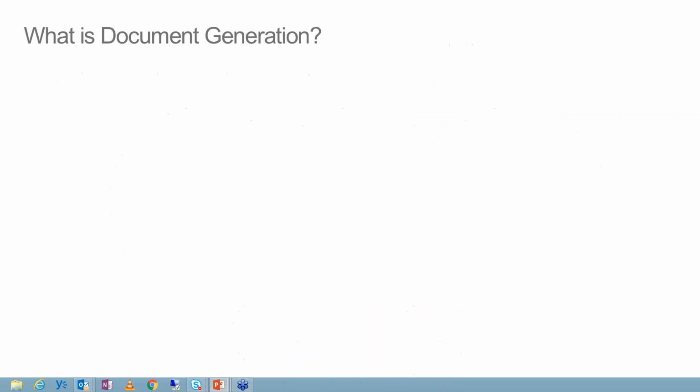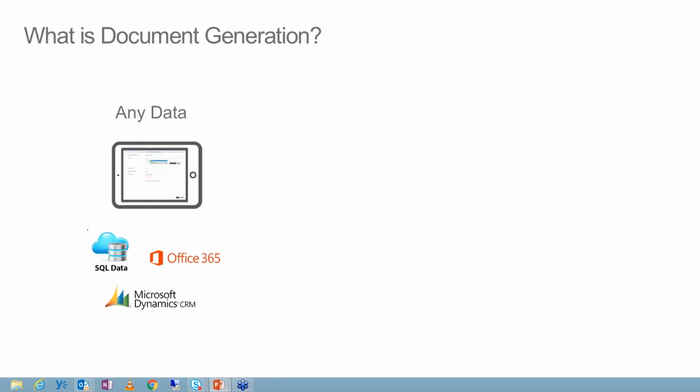So let's take a minute here to talk a little bit about what document generation really is. Let's think about it in three different ways. First off, let's take some data, really any data. This could be simple to complex data requirements. Document generation allows users to automate and customize the document creation process using Office 365 and SharePoint, or really any other external company data.